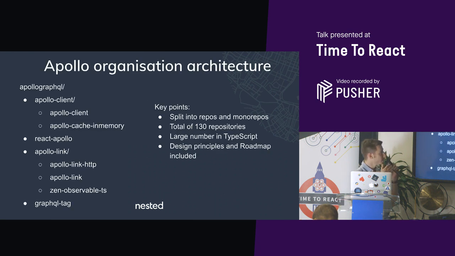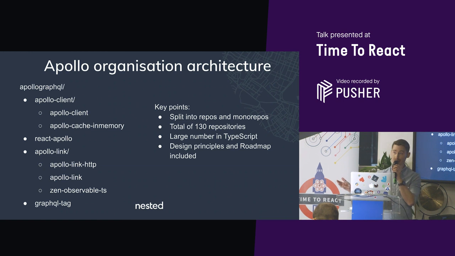So before we get any deeper, just a look at the Apollo organization GitHub architecture. This is just for the components that we're going to be talking about today. So they're split into repositories and mono-repositories. There's about 130, and as you're going to notice today, it's largely written in TypeScript.